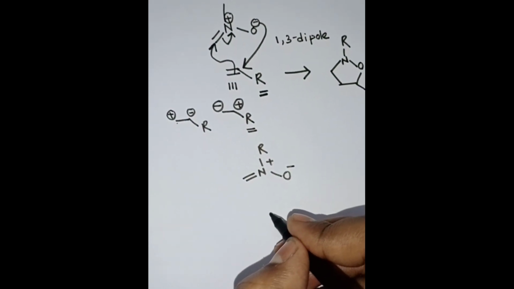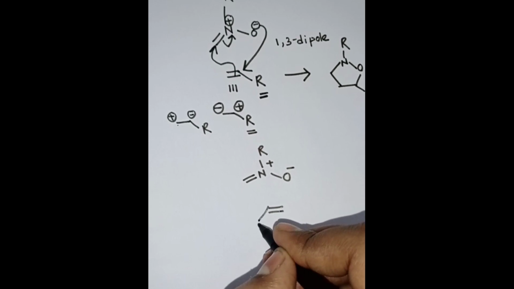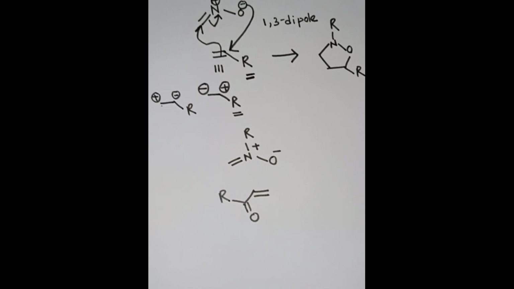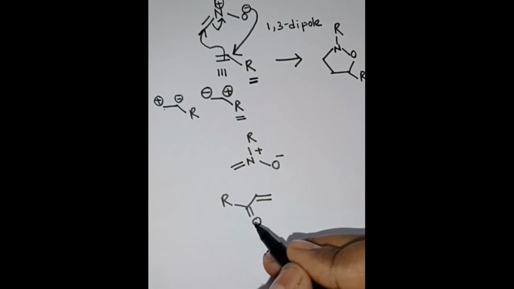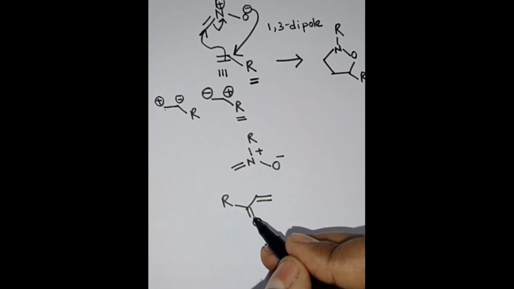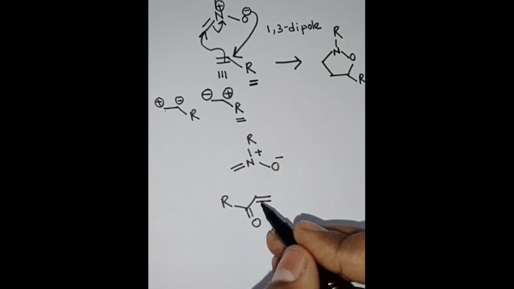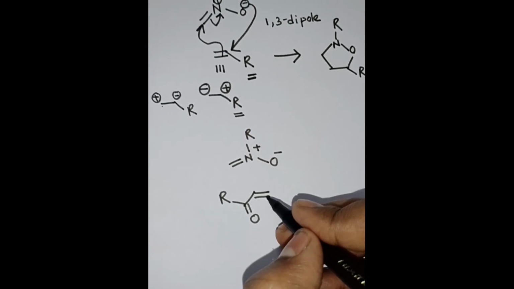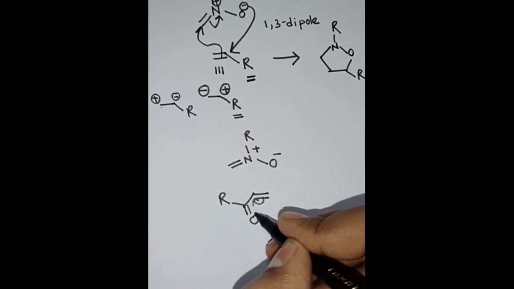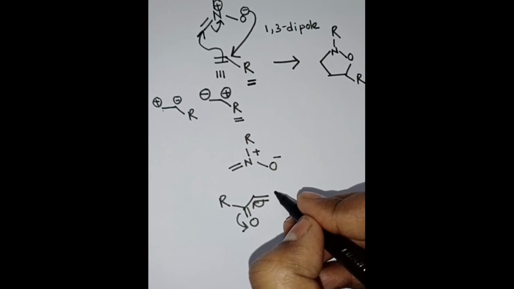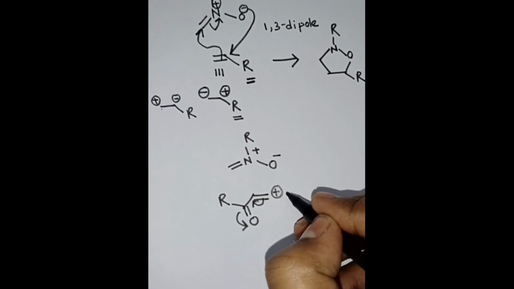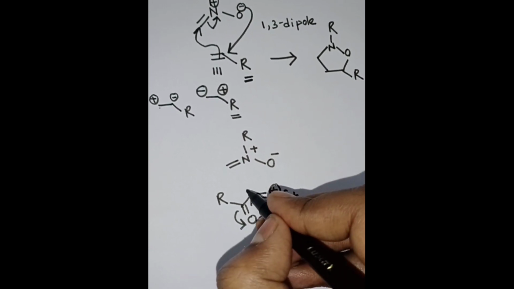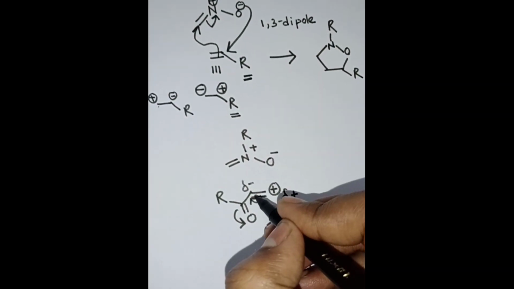and now I have this electron-withdrawing keto group as a substituent, like an alpha beta unsaturated ketone as a dipolarophile. So in that case, this double bond will be in conjugation with this CO group. So here delta positive charge will be created on this carbon center, and delta negative charge will be created on this carbon center.